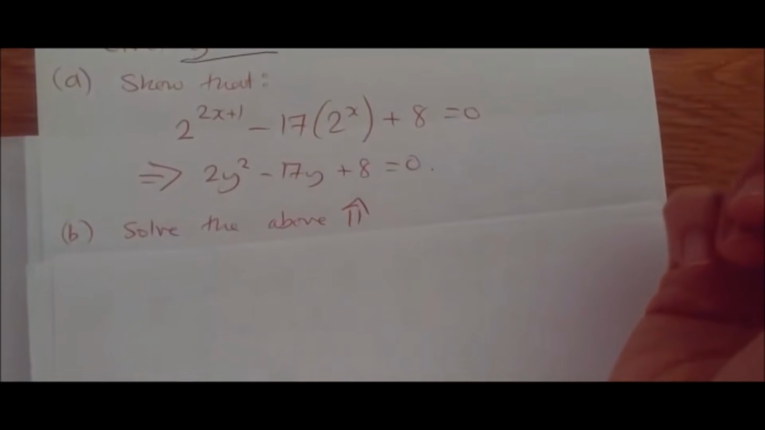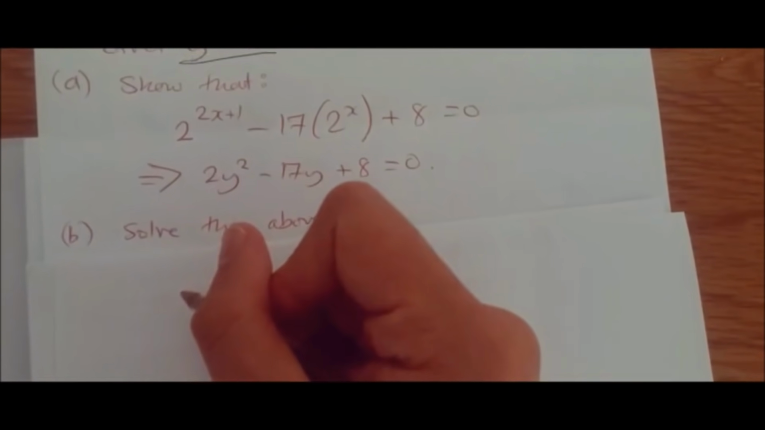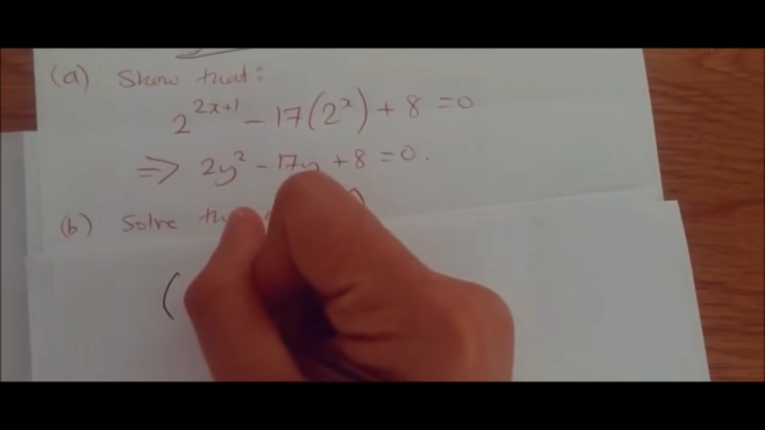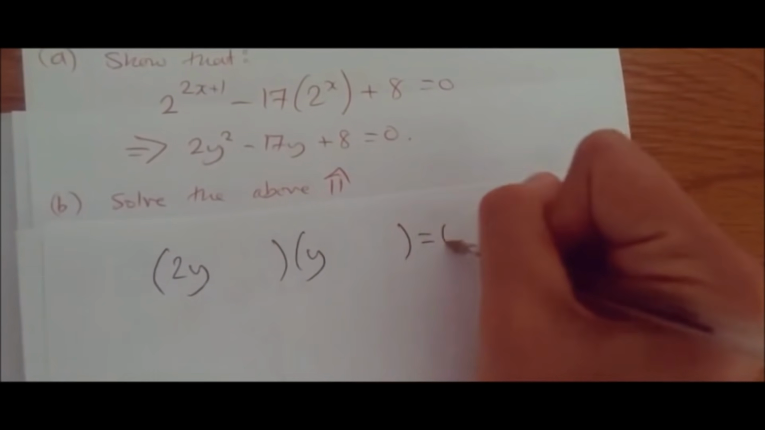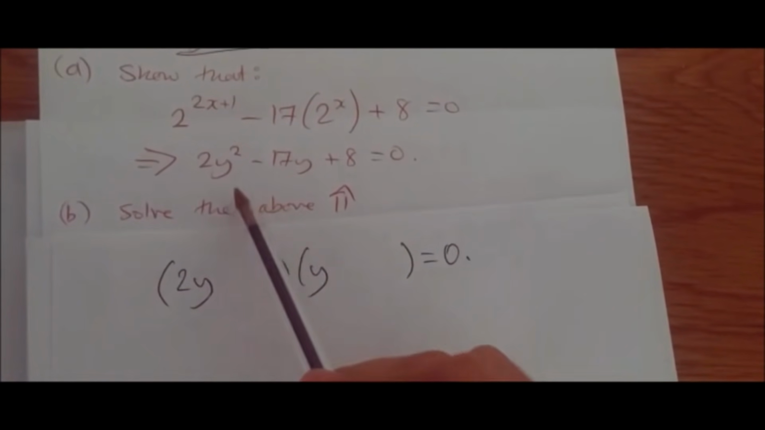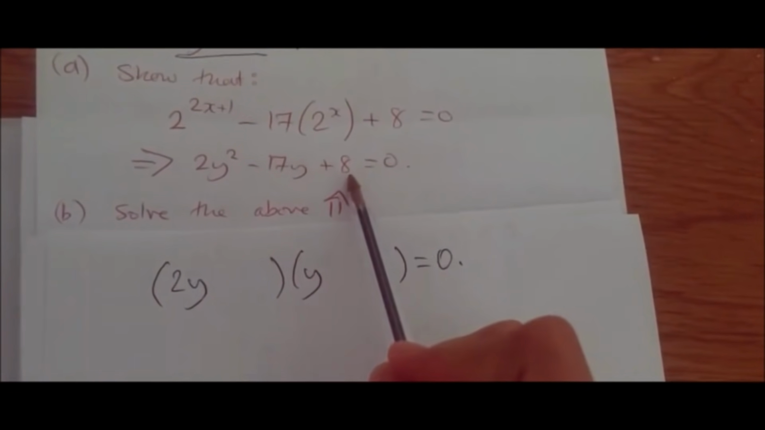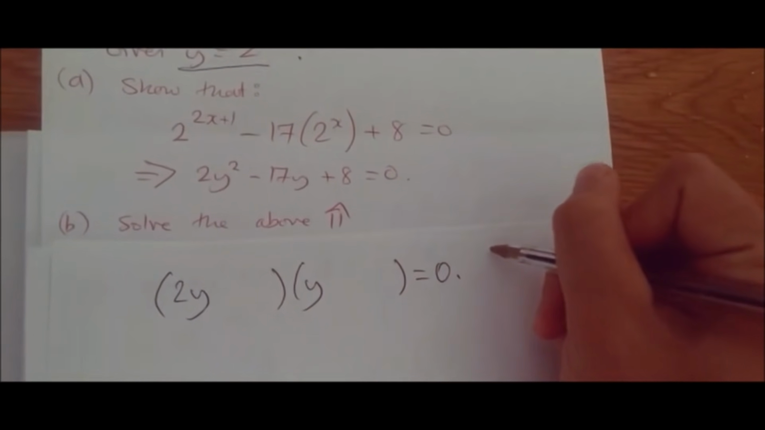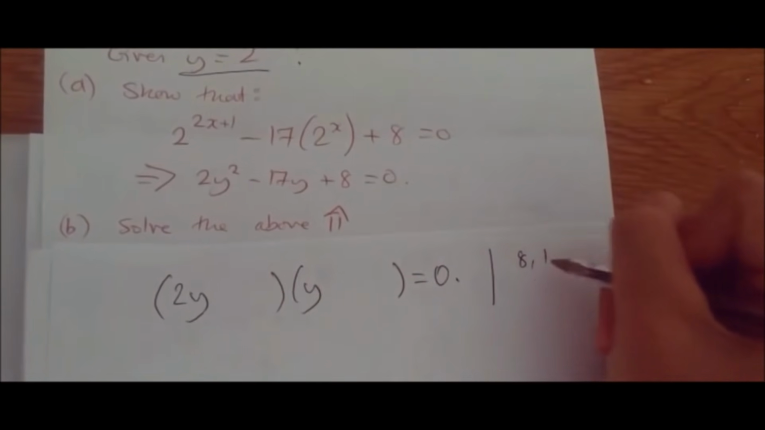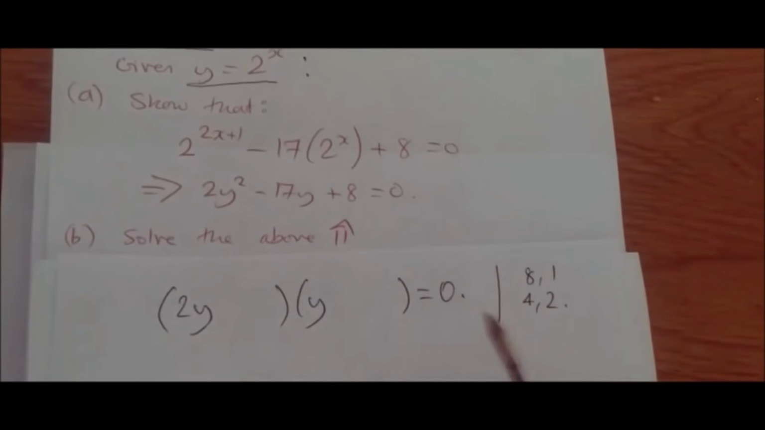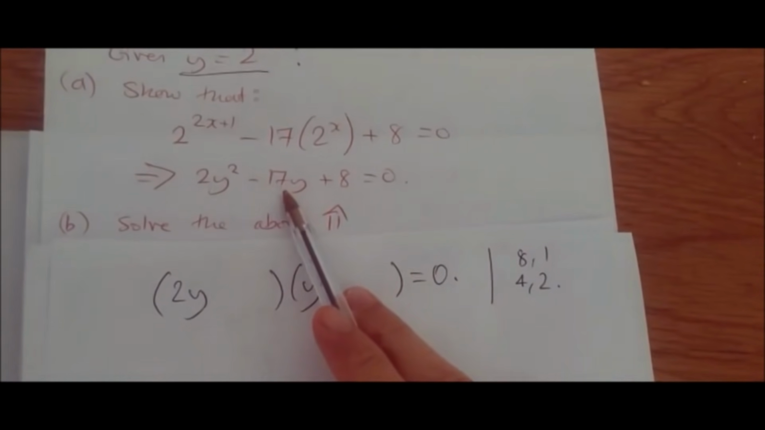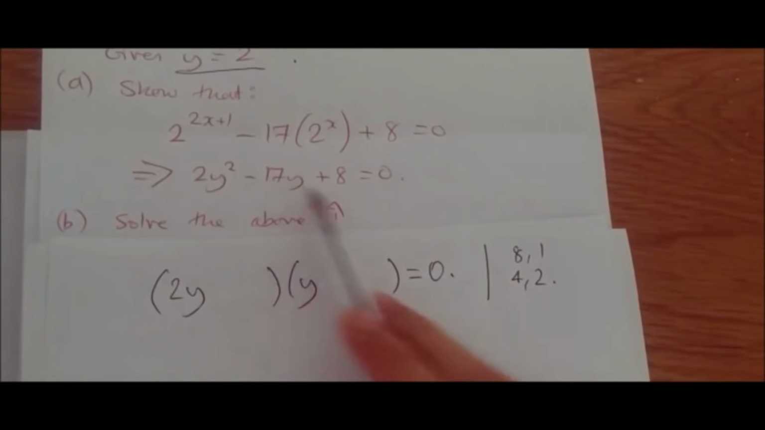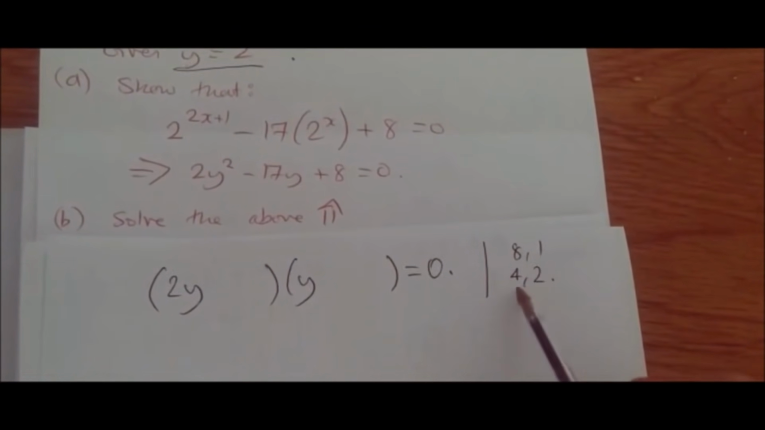So this is just a simple quadratic equation. My first guess would always be the factorizing method. So just do the double brackets with 2y and y here to make 2y squared. Now to get 8, the only combinations we really have are 8 and 1, 4 and 2. We need to make a big term in the beginning, so we need to make 17, and that's only done by adding, subtracting.